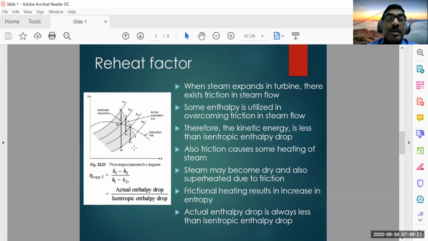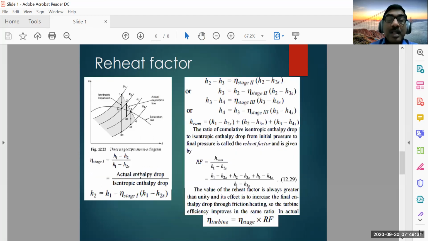So this reheat factor is defined as follows. Suppose you take only one stage, the stage efficiency is H1 minus H2. This we have already seen as the isentropic efficiency of the turbine. H1 minus H2 by, this is the actual enthalpy drop.